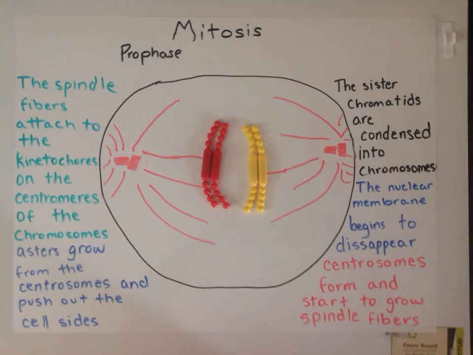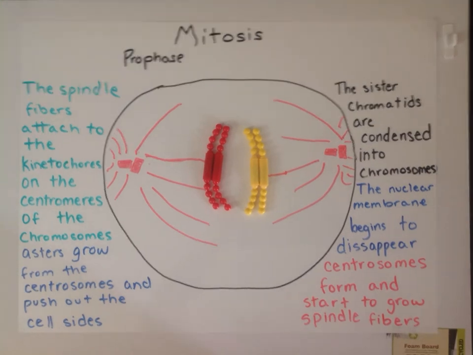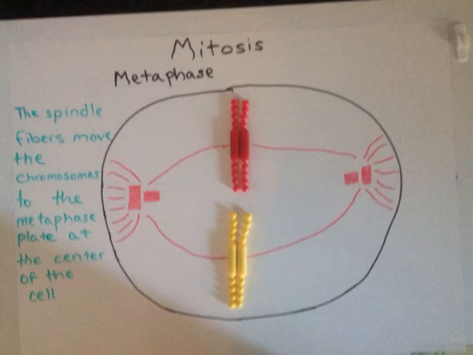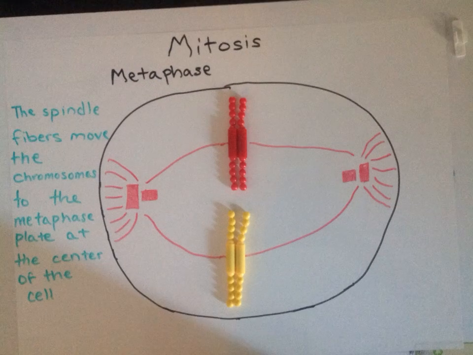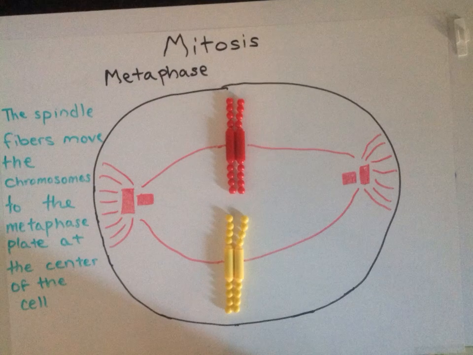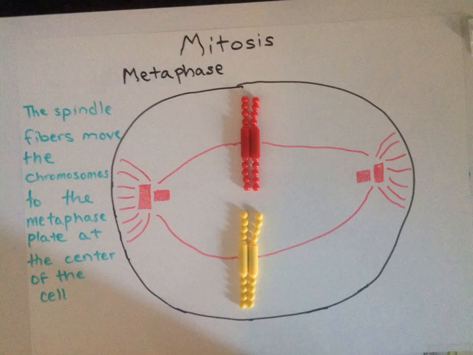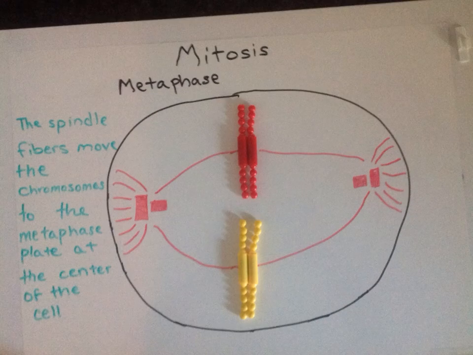The second phase is metaphase. In metaphase, the spindle fibers from the centrosomes move the chromosomes to the metaphase plate at the center of the cell. The centrosomes have migrated to opposite sides of the cell.